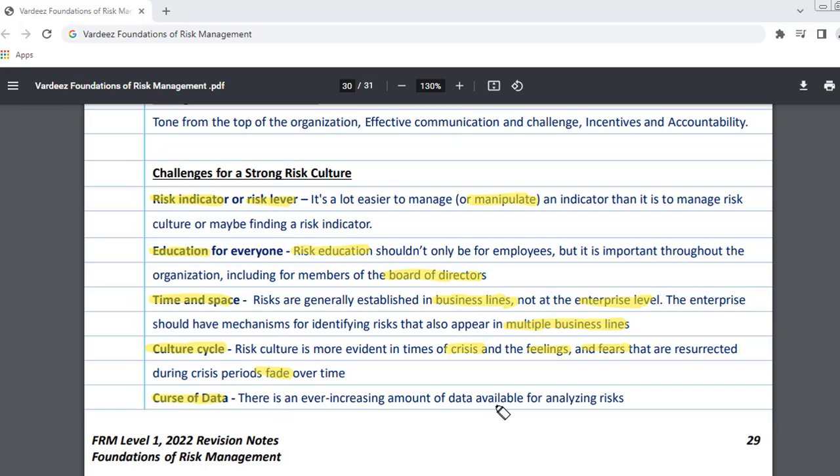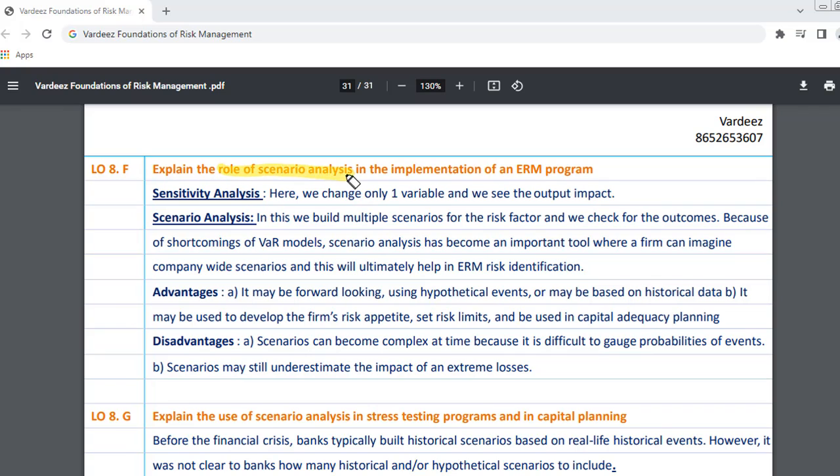Curse of data. A lot of data is available for analyzing the risk. Sometimes it becomes difficult, and as data become more plentiful, firms may have to employ machine learning to get some useful insights and conclusions from the plenty of information that is available out there. So having such huge data can be a challenge for identifying the risk indicators and to actually incorporate the risk culture. Alright, the role of scenario analysis in the implementation of an ERM program.